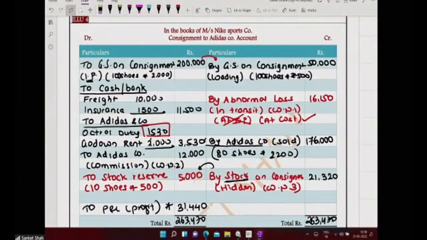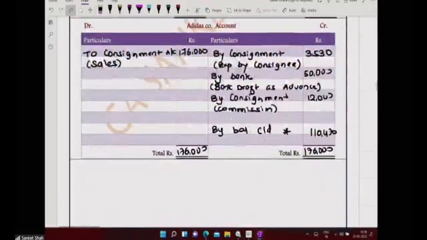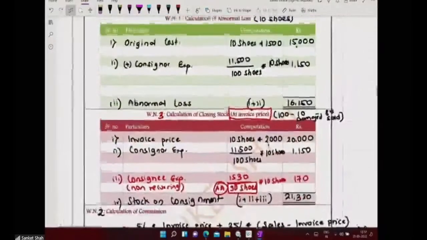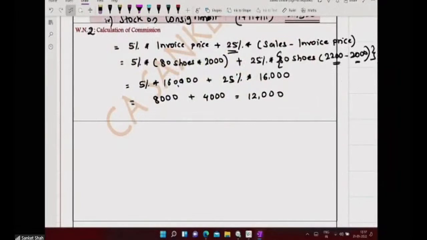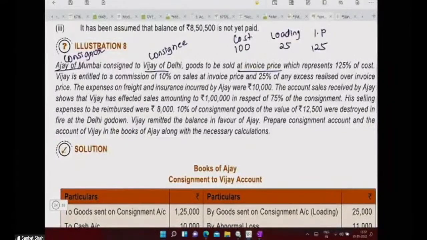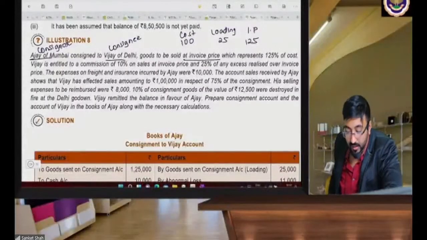Illustration number 4. I am taking only difficult questions. This is the second working note. Then working notes for abnormal loss and closing stock value. Serial number, particulars, computation, rupees, in a very systematic way. And commission working note. Yes, now do it. Chalo. This is also a difficult question. Mark it as A plus category.